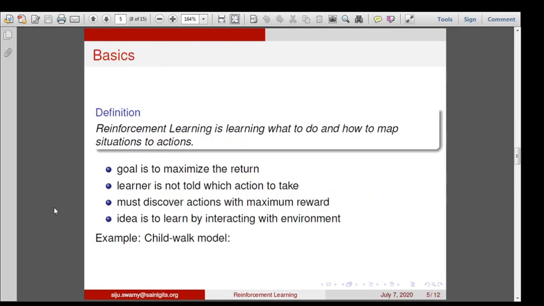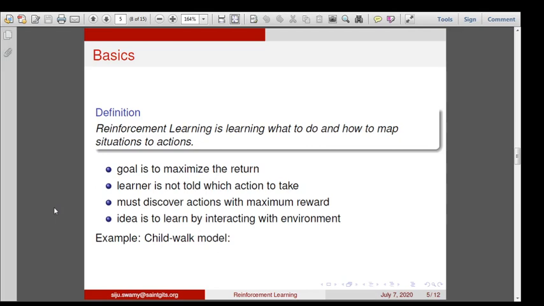I can define reinforcement learning as learning what to do and how to map situations to actions. Under reinforcement learning, there are four important points. First thing is about the goal. The goal of learning is to maximize the return. The learner is not told which action to take. That means the learner is just exposed to various available actions. It is his responsibility to discover those actions that maximize his reward.